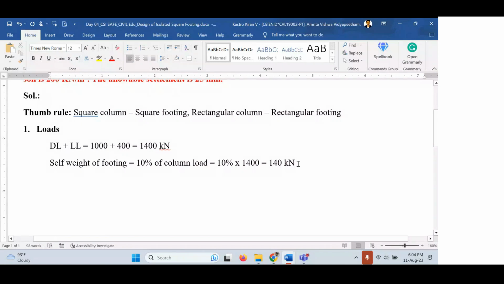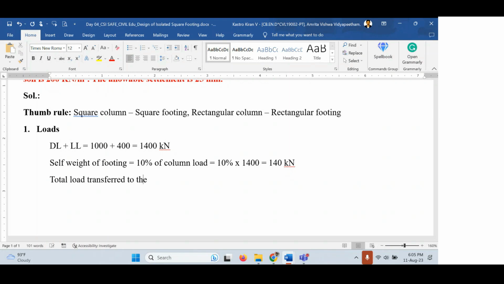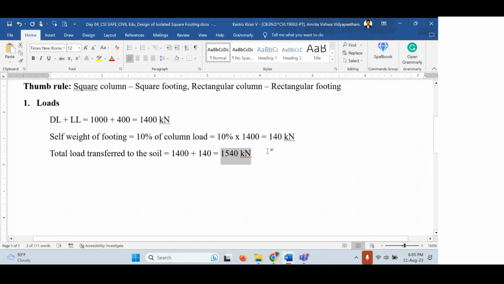From this, we can calculate the total load transferred to the soil. Total load transferred to the soil equals 1400 kilonewtons, that is the total amount of load, plus the self weight of footing. What is the self weight of footing? It is 140. So that equals 1540 kilonewtons of load. This is the total amount of load that the footing will transfer to the soil.